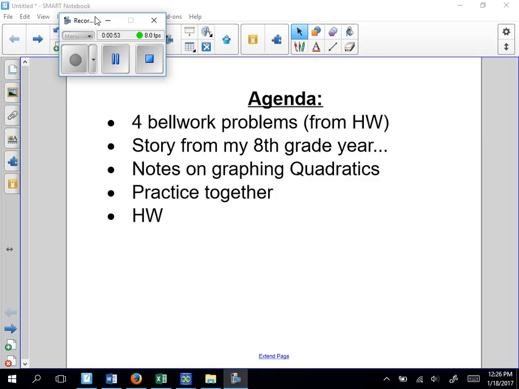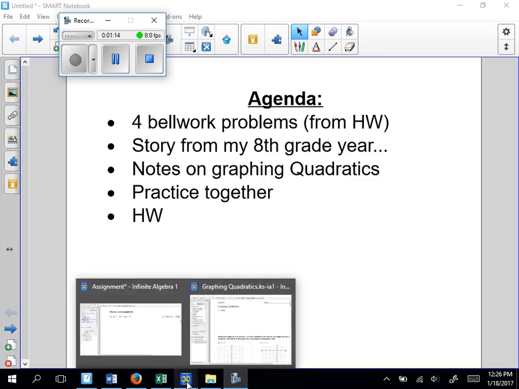I'll go into notes for graphing quadratic equations. So you just did factoring, and from that factoring, you had to figure out solutions. Now you're going to graph it and find solutions. We'll do 2 or 3 practice problems together, and then I'm going to give you some time for the homework. So instead of having the sub teach it, we're just going to roll this way today. Okay? So here we go.